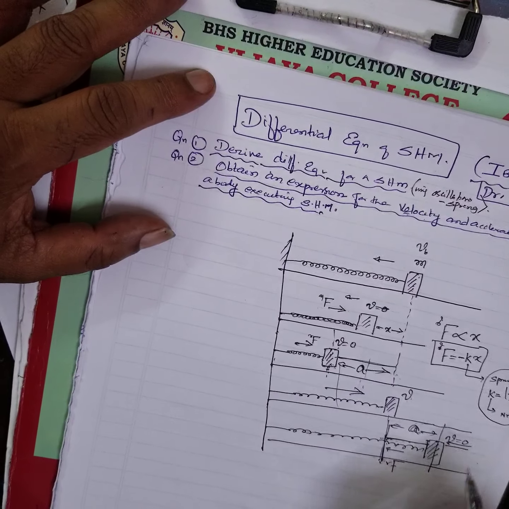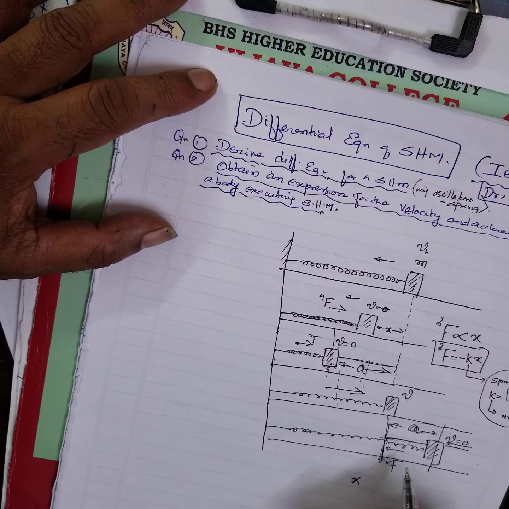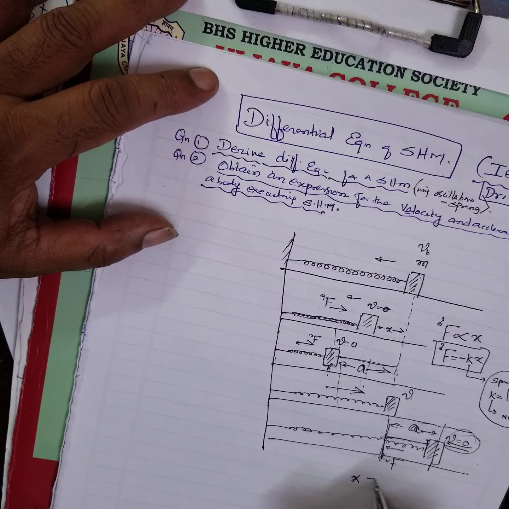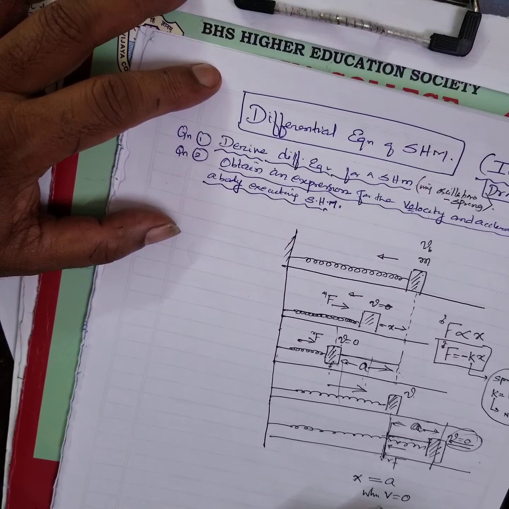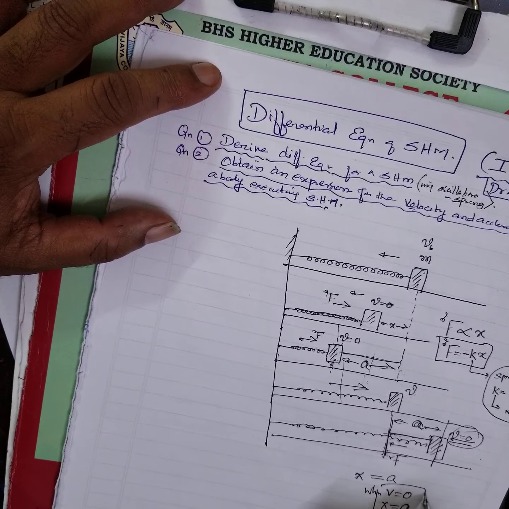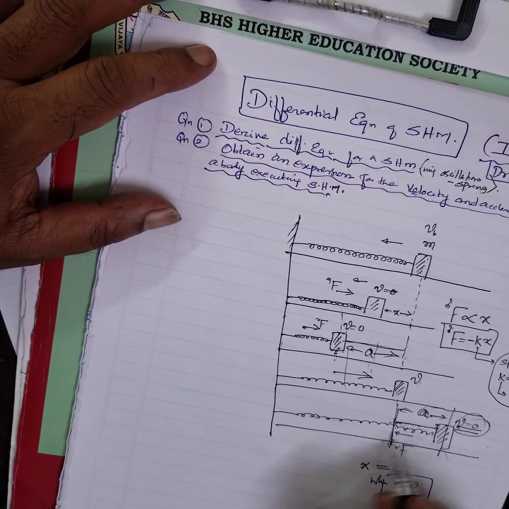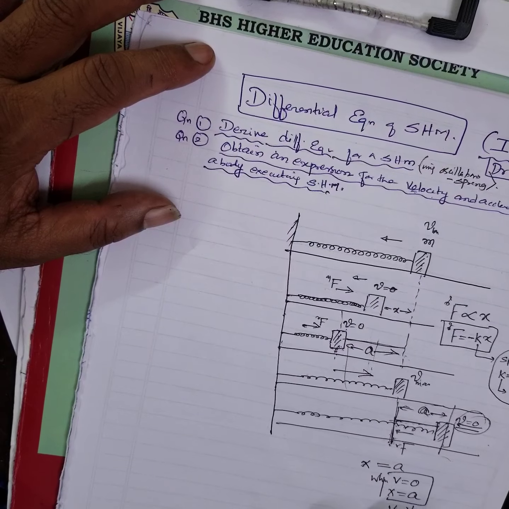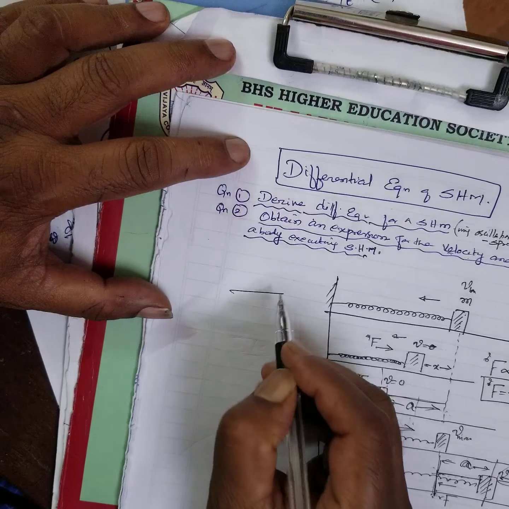Your velocity is 0 here at maximum amplitude. When t is equal to 0, velocity is equal to 0, then x becomes a. That is, when v is equal to 0, x becomes a. Remember. Understood? When v is equal to v maximum, x becomes 0. Now you can visualize it in this direction also.